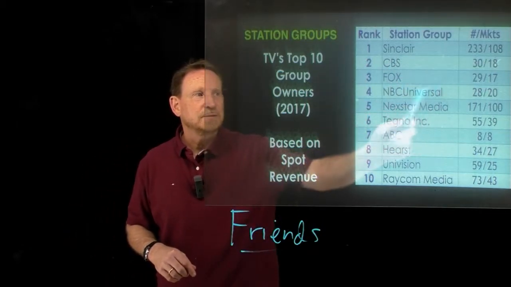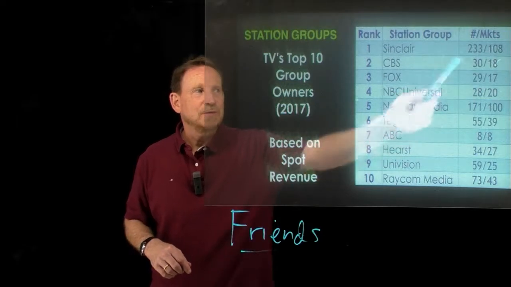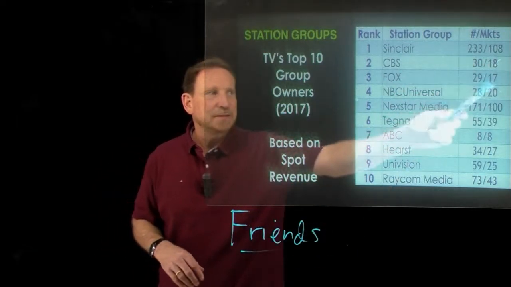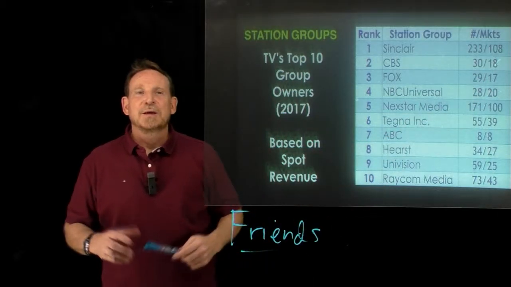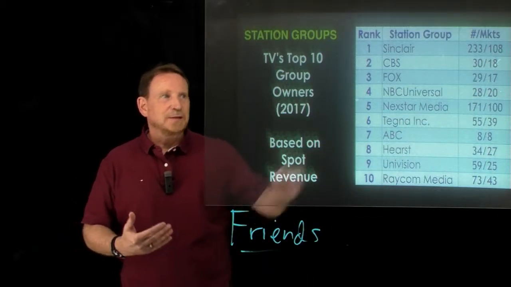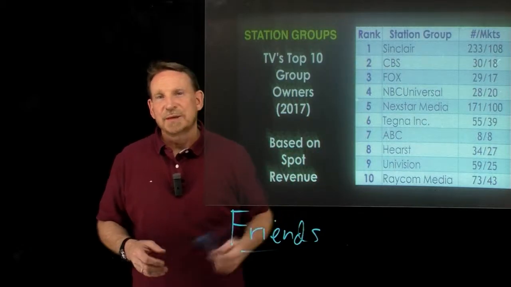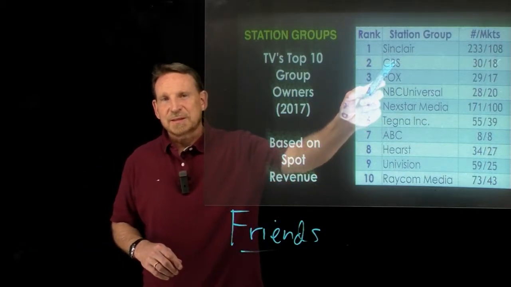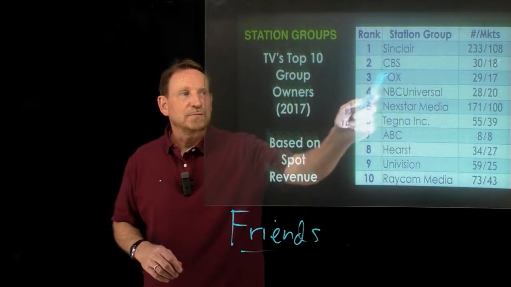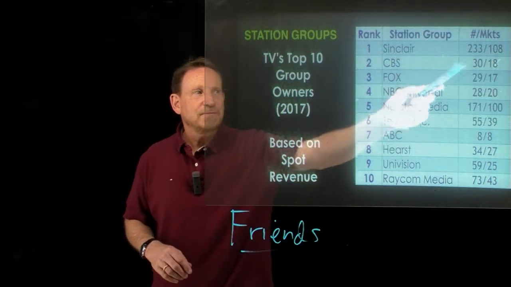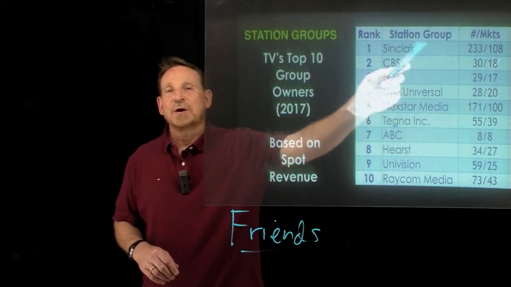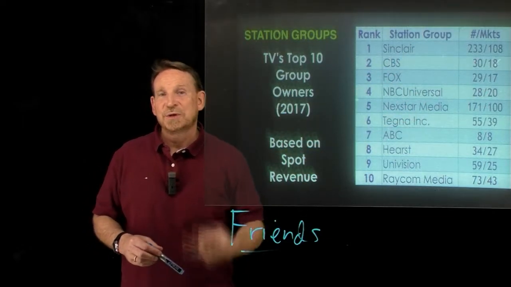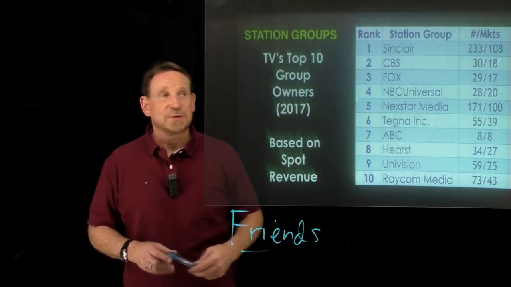CBS, Fox, Universal, NBC Universal, 30, 29, 28, almost the same, 18, 17, 20 different markets. So you're getting a sense that there is a little bit of a difference in the way these station groups operate. One of the big things that's different is that the CBS one, Fox and NBC, have fewer stations, but they generate almost as much revenue as Sinclair does. Two different models of station groups.